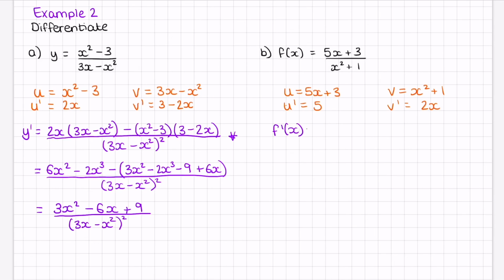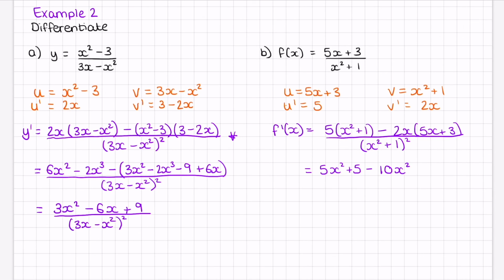So the derivative will be u dash times by v minus v dash times by u, all divided by v squared. And then from here, we can just simplify. So we're going to have 5x squared plus 5 minus 2x times 5x. So it's going to be minus 10x squared. And then minus 2x times by 3, so minus 6x.